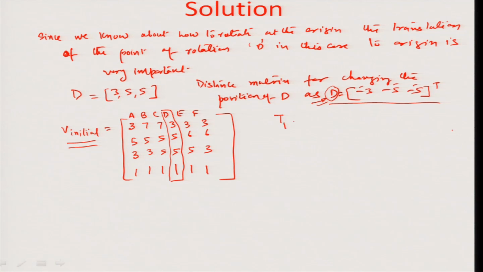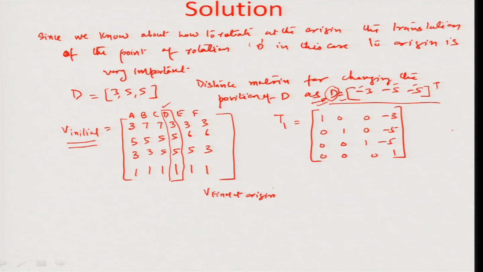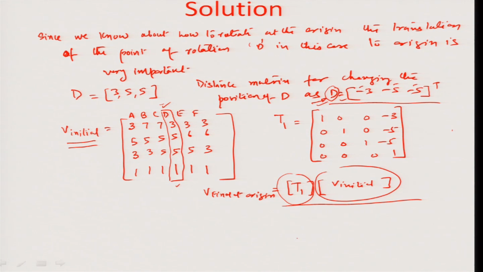So we create a translation matrix T1 here out of these in a manner so that the multiplication of this with the basic initial matrix would result in a situation where the D column becomes all zeros. Okay. So that T1 can be constituted as 1, 0, 0, minus 3, 0, 1, 0, minus 5, 0, 0, 1, minus 5, 0, 0, 0, 1. Okay. In a manner so that after moving back to the origin, the V final at origin would be equal to T1 matrix multiplied by the V initial matrix. And that would definitely mean that performing this particular transformation would result in a situation where this D column right here goes to 0, 0, 0, 1. Let's look at it.